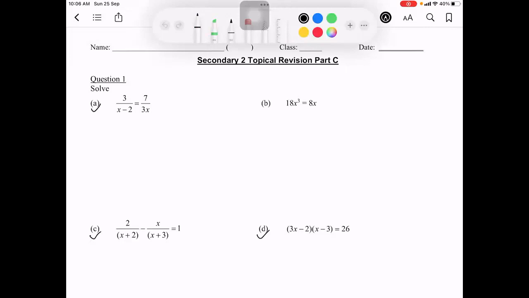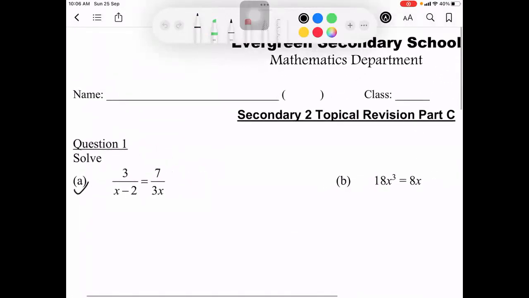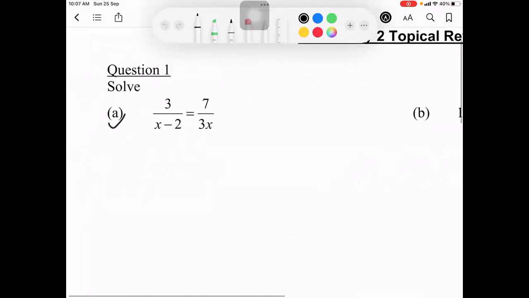First question over here. How to solve this one? This should be a warm up question. You should know how to do it. Come, you all switch on your mic and tell me. I've been talking for the last while. This one is topical revision C. Zishu is so natural, can talk with me. Why are the rest so quiet?